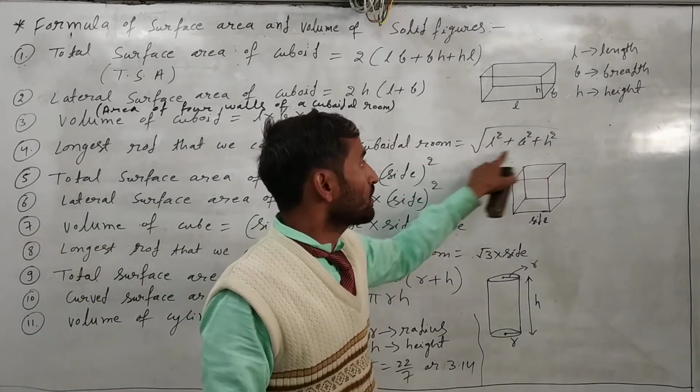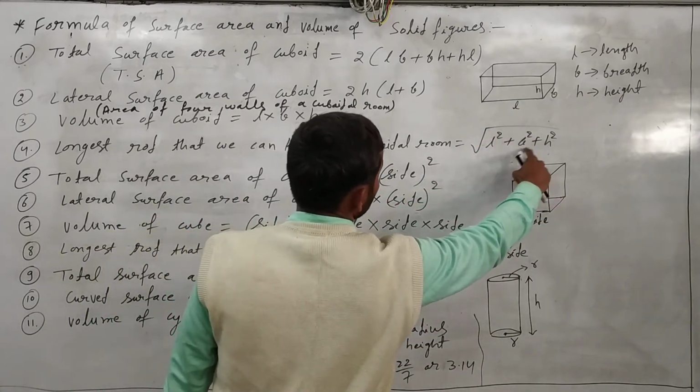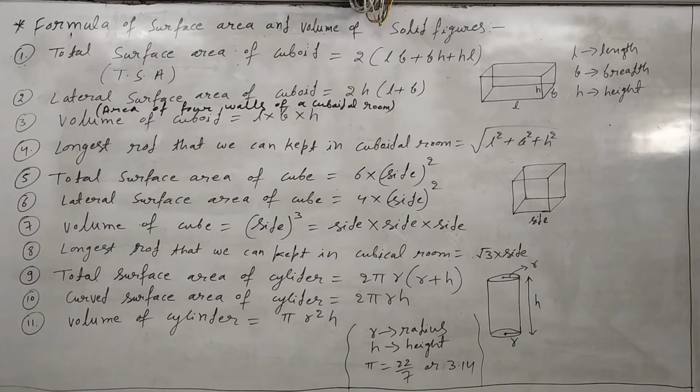h square, like Pythagoras theorem. So root under L square plus B square plus h square, this is the length of the longest rod in the cuboidal room. This is the formula. Sometimes the question will ask like that.